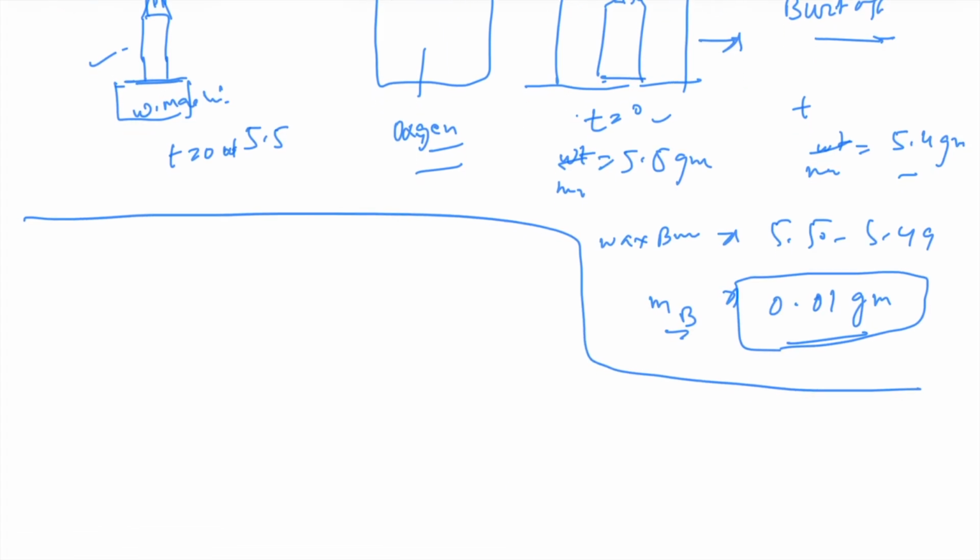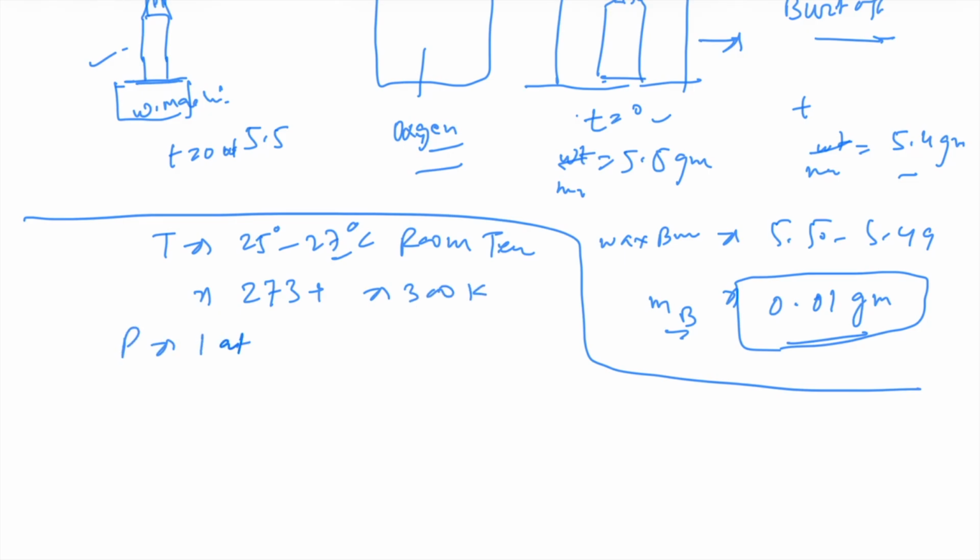So for example, let's take the scenario. So what was the scenario? The temperature was 25 or 27 degrees, room temperature, okay. And to convert it into Kelvin we need to add 273. So let's add 27 and make it 300 Kelvin. Pressure was 1 atmospheric pressure, which is 1 Pascal, and would come as Newton per meter square. Everything to be put in SI units.